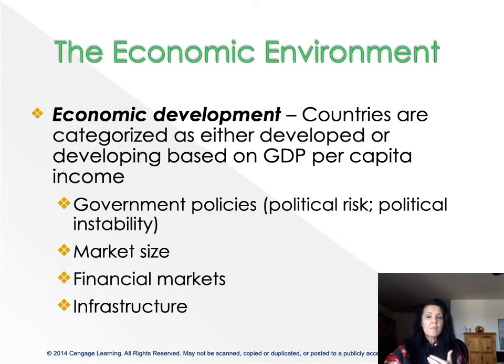Developing countries can sometimes be referred to as less developed countries, or LDCs. This criterion is traditionally used to classify countries based on GDP per capita income. For instance, Norway has the highest GDP per capita income in the world, which was around $81,000 when I checked the last time.